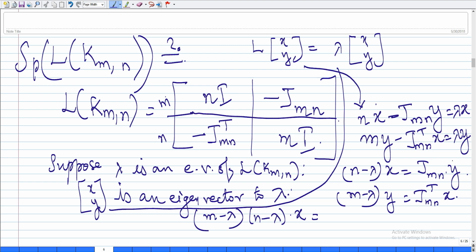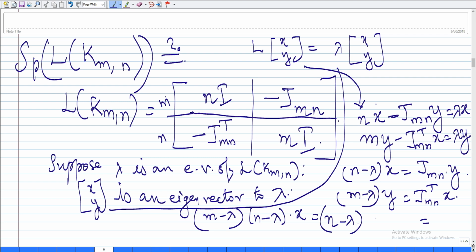Okay. So, if I try to eliminate y, I just substitute for y this expression J mn transpose x over m minus lambda. Okay. So, this would be nothing but J mn into J mn transpose y, and what is this? I do not have a lambda here. So, okay, let me do it step by step, so you will be able to easily understand what I am trying to say. So, look at this, n minus lambda times m minus lambda, oh sorry, I started with x, okay, that is not a problem.